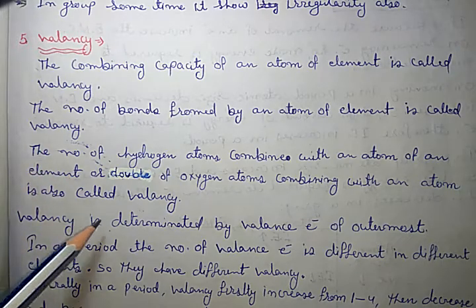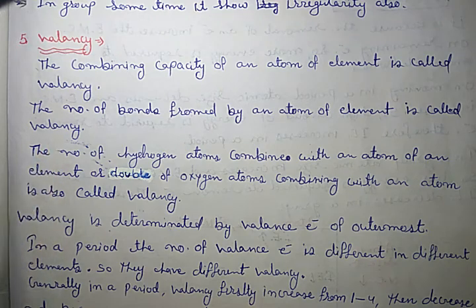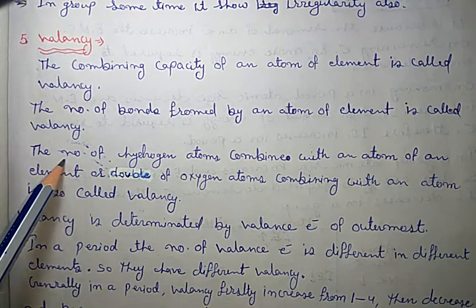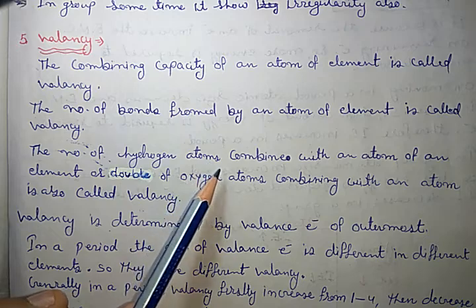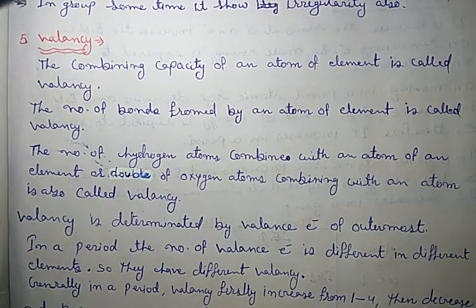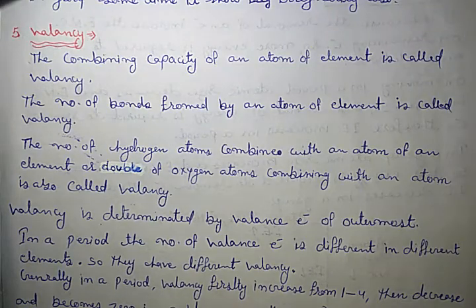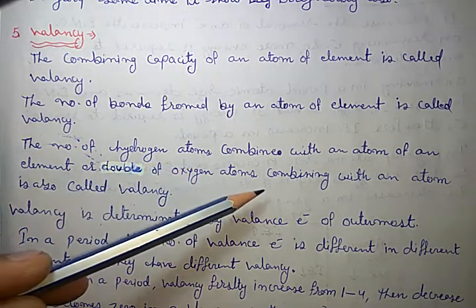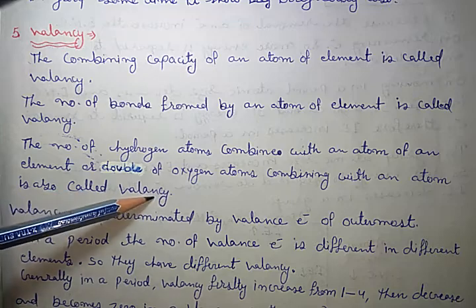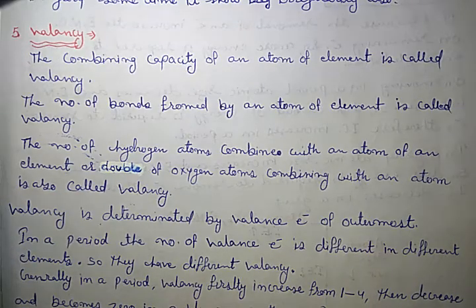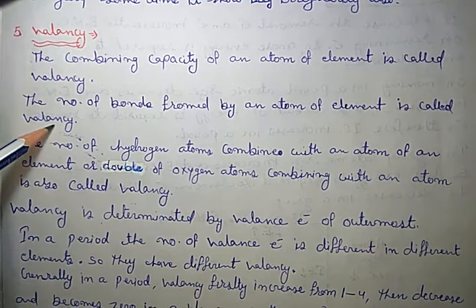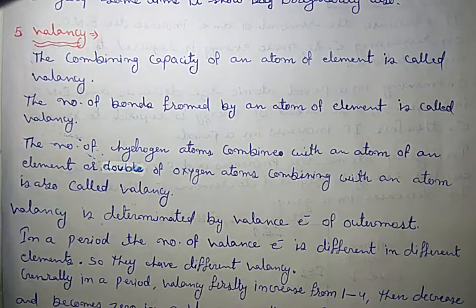Okay, so if we consider these points, then the definition becomes: the number of hydrogen atoms combined with an atom of an element, or double the number of oxygen atoms combining with an atom, is also called valency. In my opinion, the first and second definitions are much better than this.